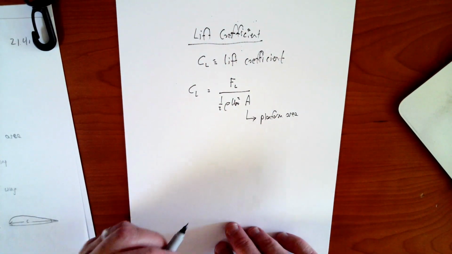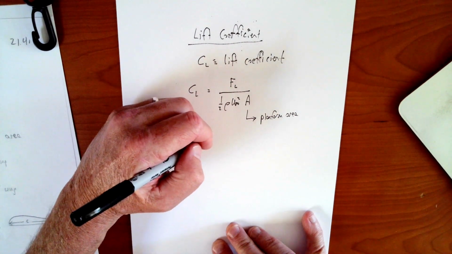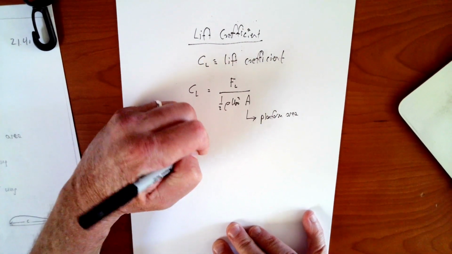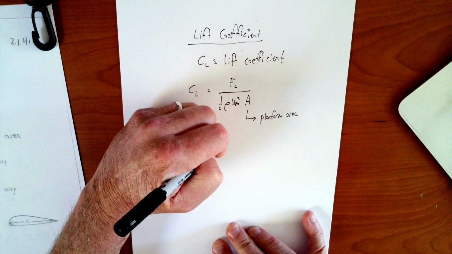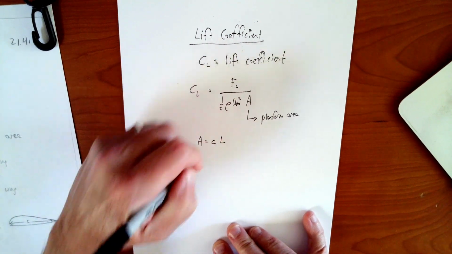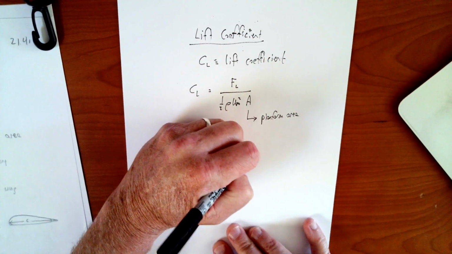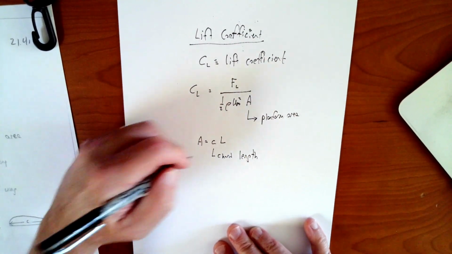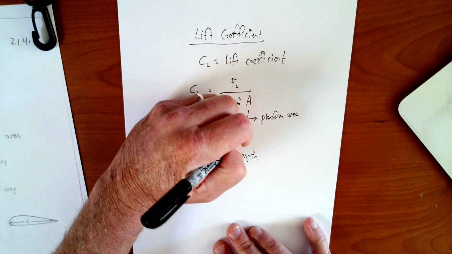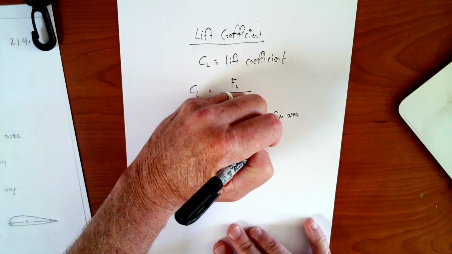In terms of looking at airfoils, usually the definition of that planform area, or the way it's calculated, is based on c times L. So this c is the chord length of the airfoil. Chord length is the term usually used for an airfoil. L is the length of the wing, so that's no problem. That's how we would use it as well.